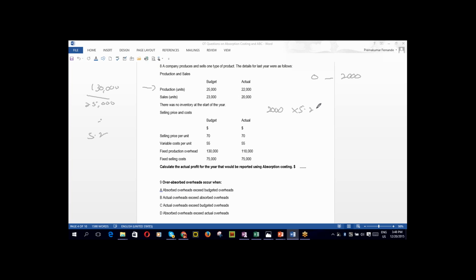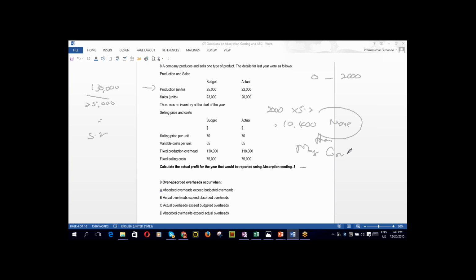So your absorption costing profit will be 5.2 times 2,000, 10,400 more than the marginal costing. 10,400 more than marginal costing. Right? So now we can work out, because they have not given us the total absorption rates and all that, we can work out what is the marginal costing profit.